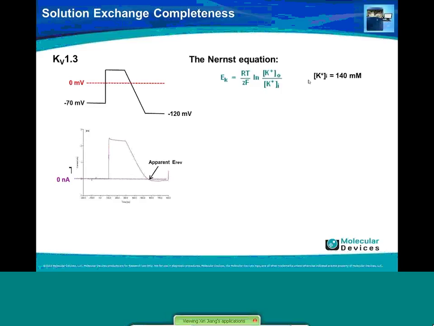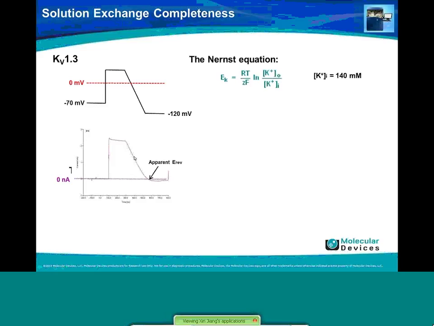In this study, we use a constant concentration of the potassium ion intracellularly at 140 millimolar. So by varying the potassium concentration in the external solution, we can change the reversal potential of the potassium channel. A voltage protocol is designed to look like this. Again, we hold the cells at minus 70 millivolts, and then use this step protocol to drive the channel into the open state. The step protocol is followed by a ramp step. This is the voltage protocol.